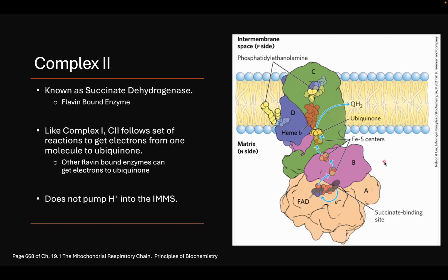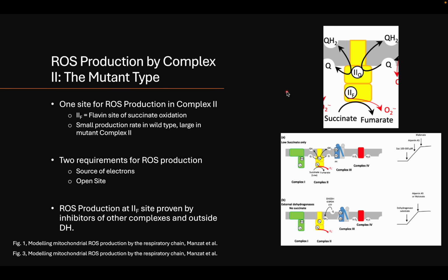However, with complex 2, this doesn't form your proton motive force that's being used by either ATP synthase or, as we just mentioned, complex 1 at site 1Q in reverse electron transport. Now, with complex 2, the wild type doesn't really produce any ROS. You see very minimal ROS production. It's only when you have a mutant type of complex 2 that ROS production really takes hold. And this is at site 2F, which is the flavin site of succinate oxidation, the first reaction of complex 2.